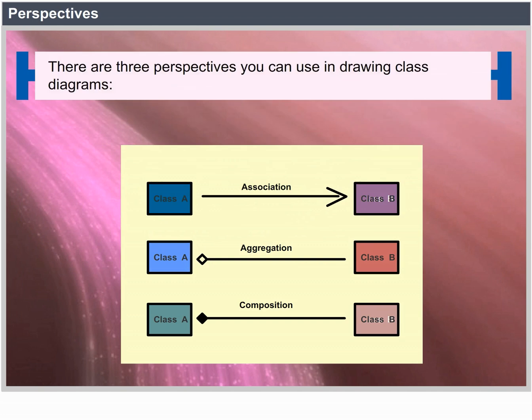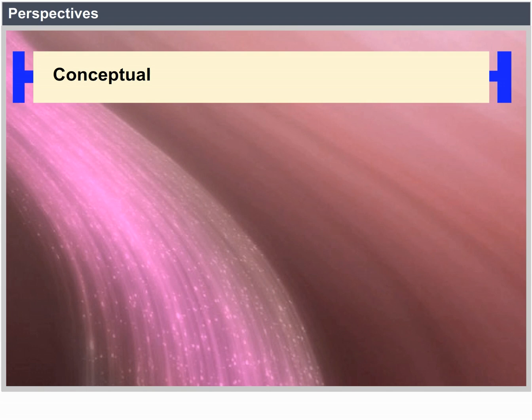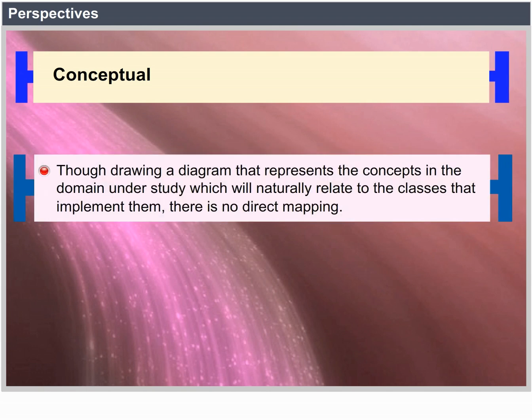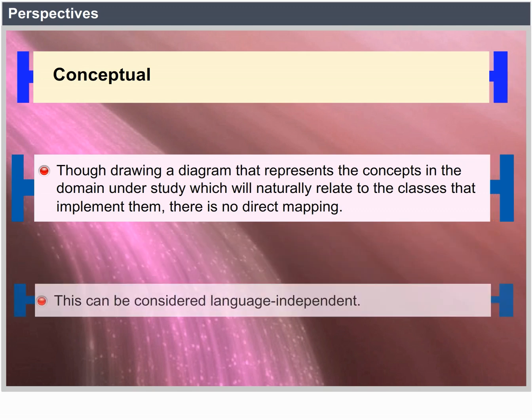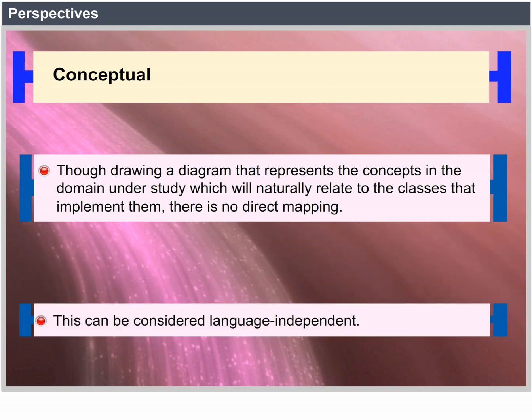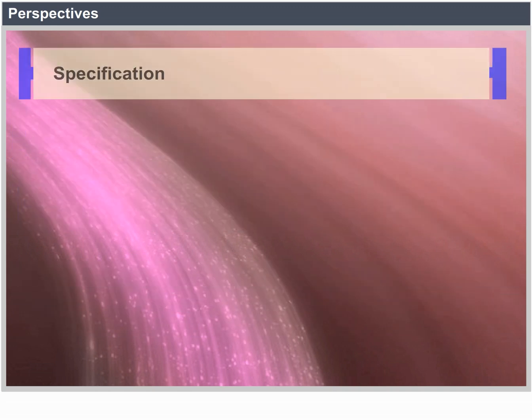There are three perspectives you can use in drawing class diagram. Conceptual. So drawing a diagram that represents a concept in the domain under study which will naturally relate to the classes that implement them, there is no direct mapping. This can be considered language independent.